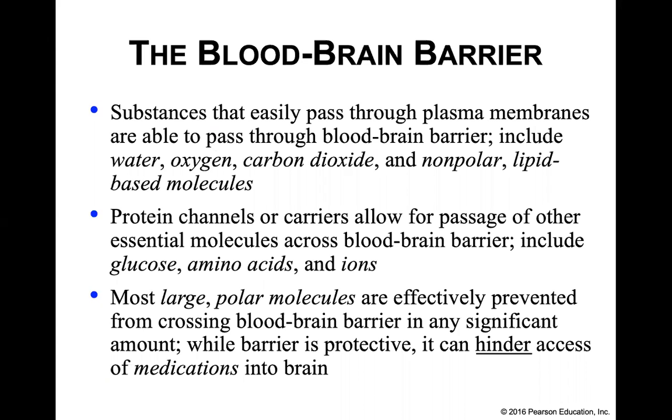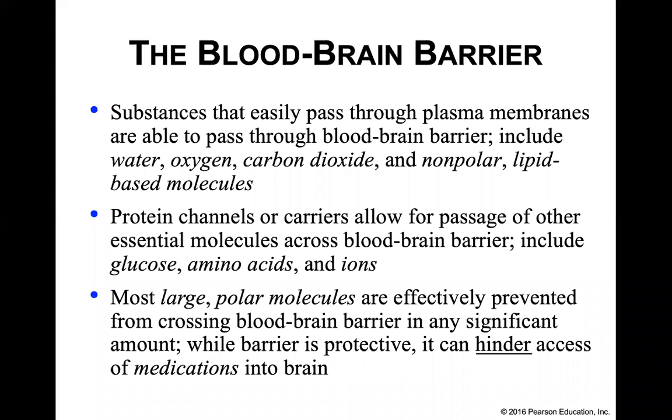Substances that easily pass through the plasma membrane are able to pass through the blood-brain barrier, and include water, oxygen, carbon dioxide, and nonpolar lipid-based molecules. Protein channels or carriers allow for the passage of other essential molecules across the blood-brain barrier, including glucose, amino acids, and ions. Most large polar molecules are effectively prevented from crossing the blood-brain barrier in any significant amount.